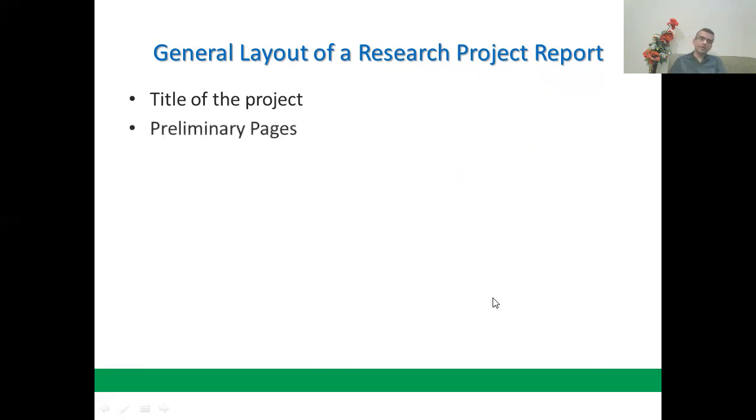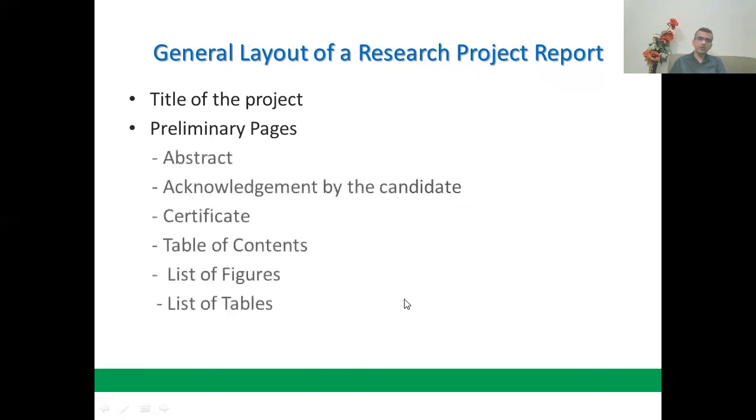Next are the preliminary pages, and these are the pages which include the following components. These preliminary pages usually follow the title, and they may include the abstract, the acknowledgement by the candidate, the certificate by the supervisor, maybe. That may be part of the preliminary pages, along with the table of contents, the list of figures, and the list of tables. So these are some of the parts of the preliminary pages. This is about the general layout which I'm discussing.